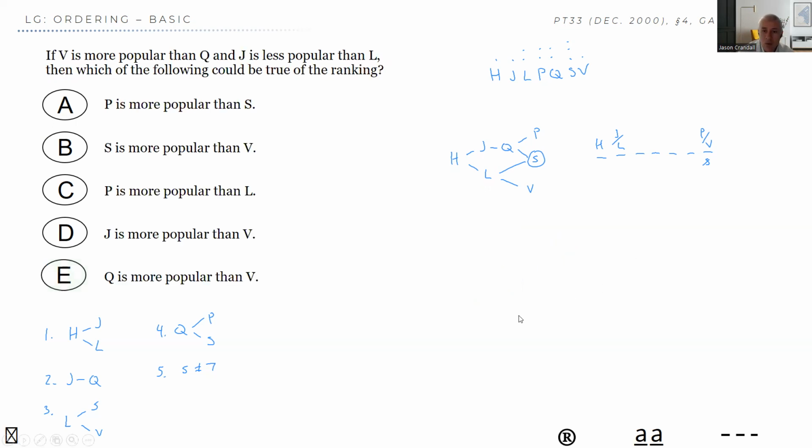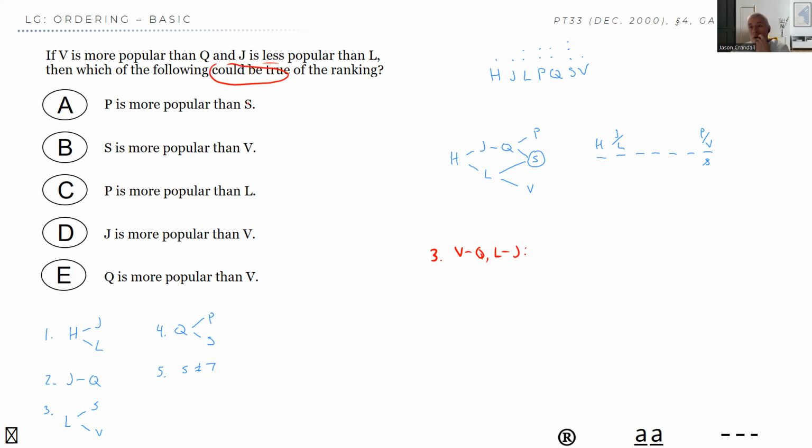Okay. Finally, one last question. We're going to go ahead and label this one again. Question 3: if V is before Q and J is less popular than L, I want to make sure I've got the directionality right there. L before J. And this is a could be true question.